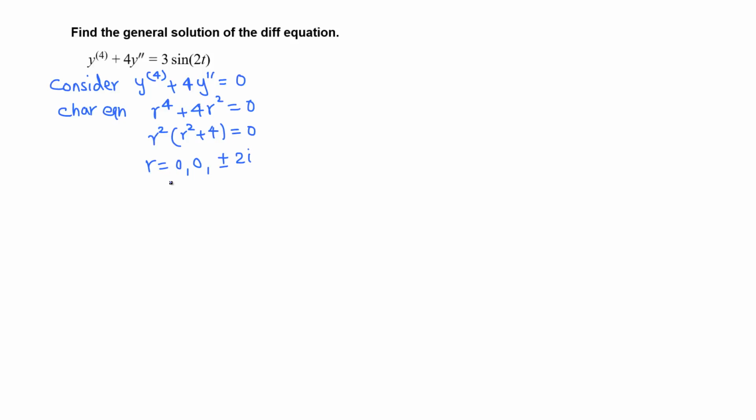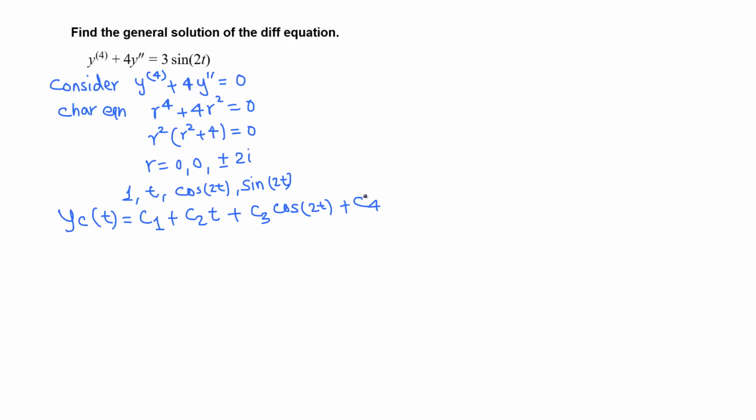So based on these 4 roots, we have the solutions e to the 0t, which is just 1, and another, e to the 0t times t, so t, and these are 0 plus minus 2i, so e to the 0 is 1, so cosine 2t and sine 2t. So there are 4 solutions, fourth order, and we write a linear combination of these. That's the complementary solution. So y_c is c1 times the first plus c2 times the second plus c3 times the third plus c4 times the fourth.